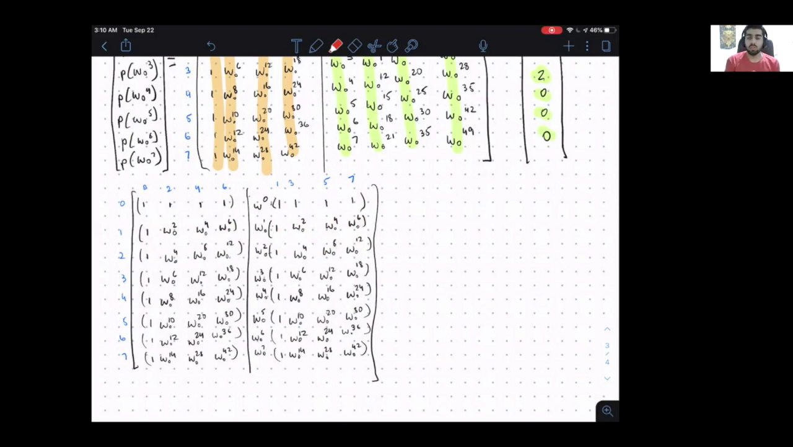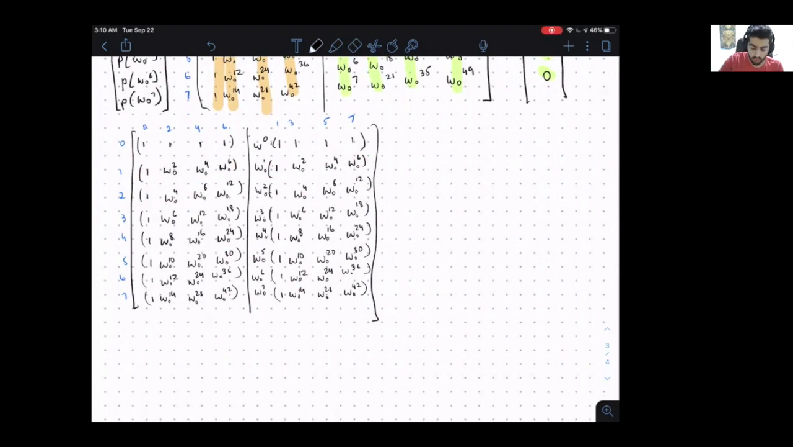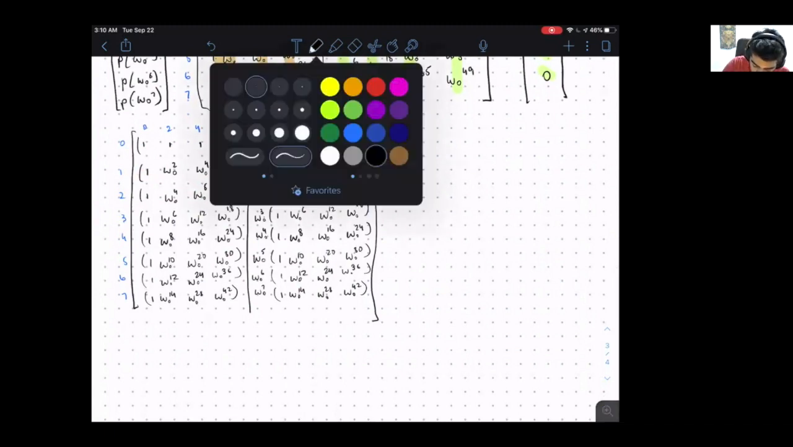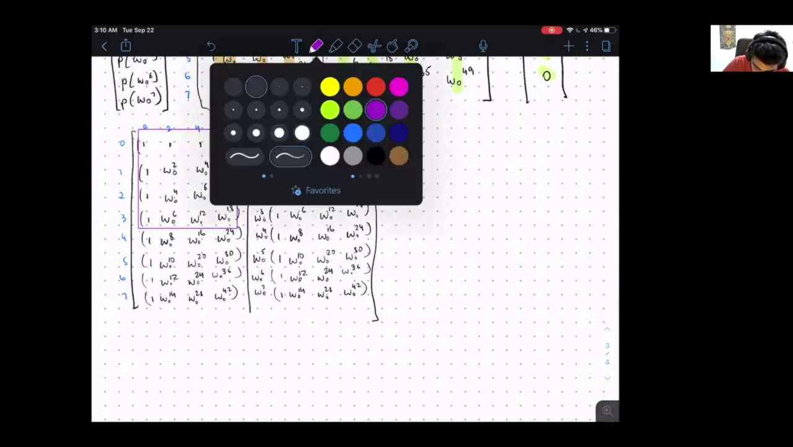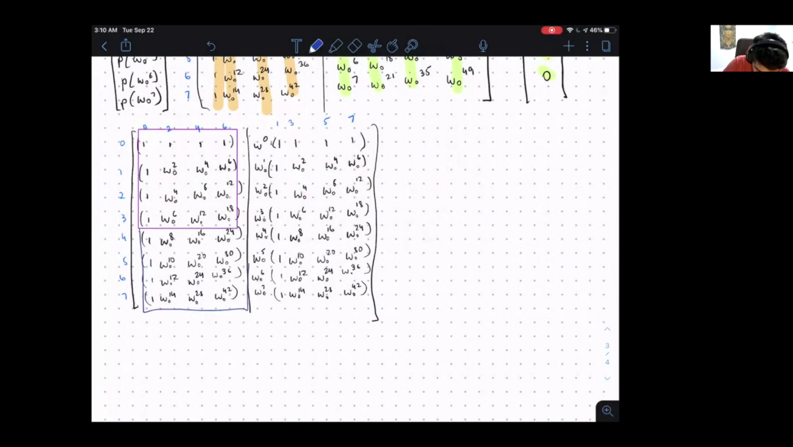So it's been a lot of waiting, a lot of setting up, but now let's actually get down to it. Okay, so the first thing that we can do is observe the following. So let's consider the top half of the left half of the matrix, and this bottom half. Okay, and let's try to observe however much we can.